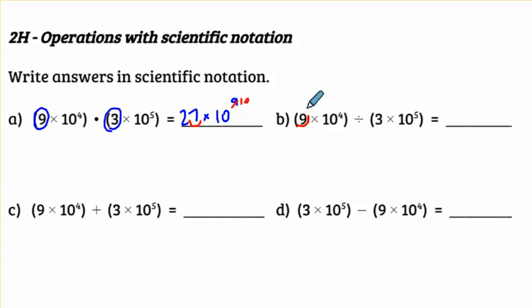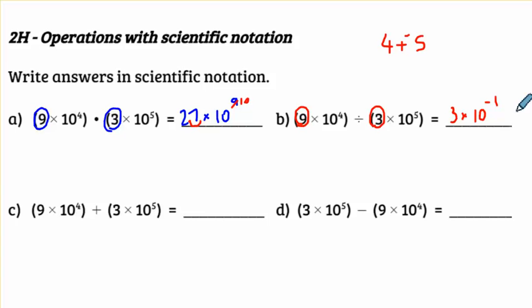Coming over here, now we are dividing. 9 divided by 3 is 3. And when we divide, we subtract the exponents. 4 minus 5. Well, 4 is the first number. We have to keep the order the same in subtraction. We're subtracting that exponent of 5, which means we're going to leave, change, opposite. And a positive 4 plus a negative 5 is a negative 1.